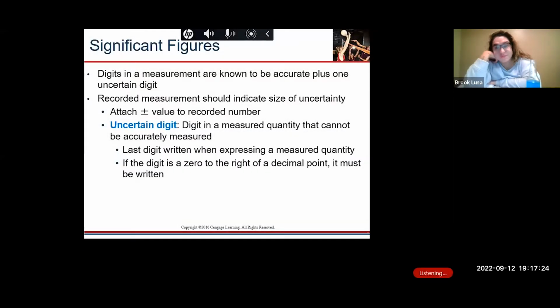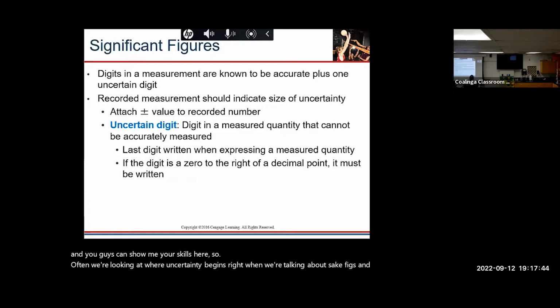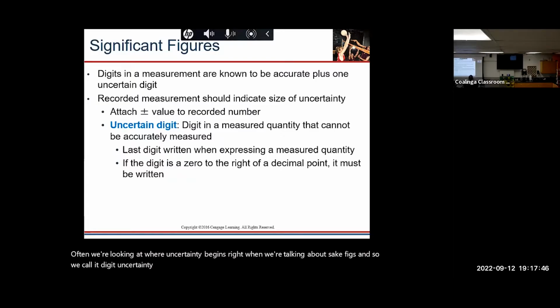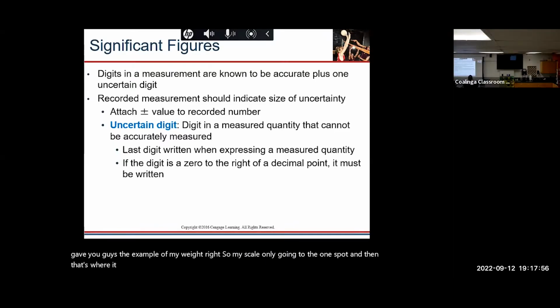Okay. So when we talk about sig figs, this is just a crash course right now, and then we'll go back and you guys can show me your skills here. So often we're looking at where uncertainty begins, right? When we're talking about sig figs, we call it digit uncertainty, or uncertain digits. So we're not sure about it. Like I gave you guys the example of my weight, right? It only goes to the one spot, and that's where it always fluctuates.